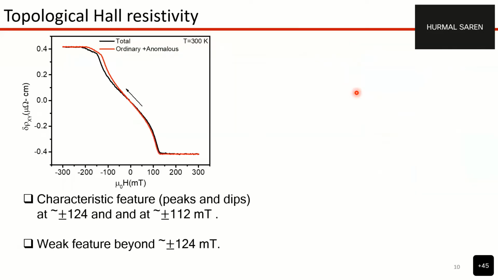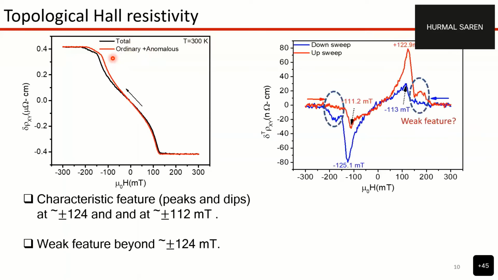From this Hall resistivity data, I have tried to extract the extra Hall component, if there is any. I have calculated the ordinary and anomalous components, this red one, and I have subtracted it from the total Hall component data. What I got is a peak and dip at certain fields, at around plus minus 124 millitesla. We see a dip, and on the positive side at around that field, we can see peaks. This is in the nano ohm centimeter resistivity range, around 80-90 nano ohm centimeter.